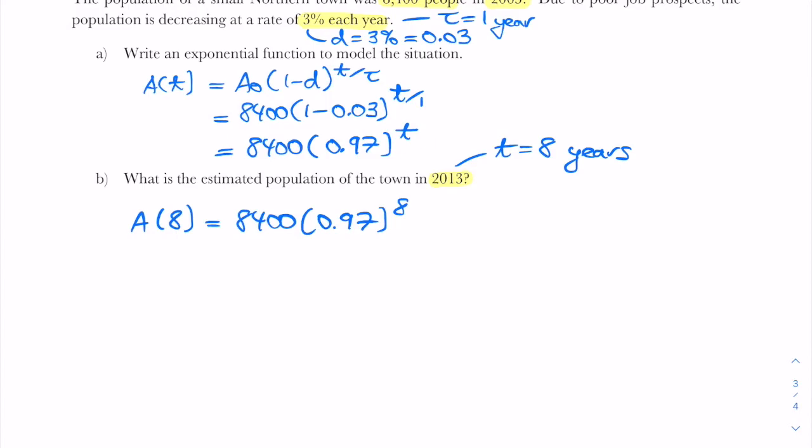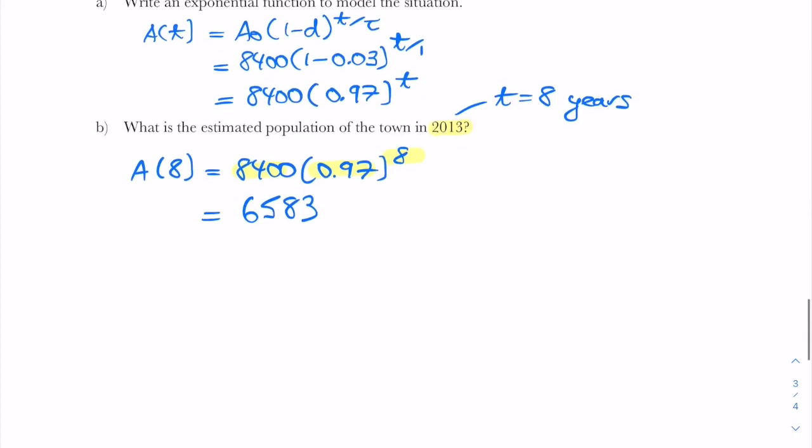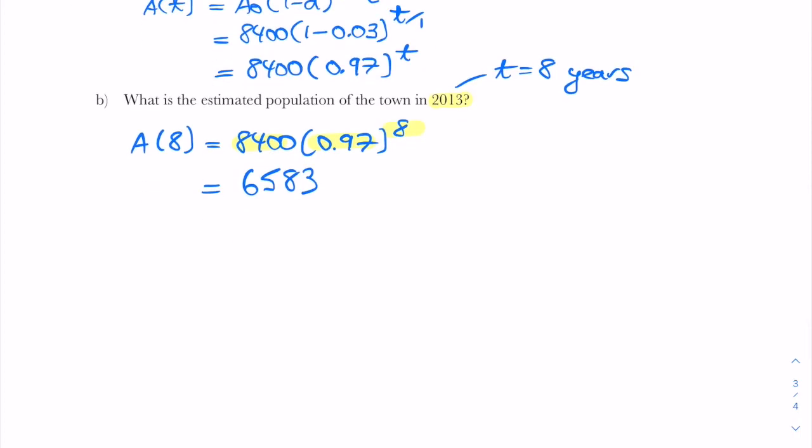This is a job for your calculator once again. So don't forget to use BEDMAS. You're going to have to take the base of 0.97, raise it to the exponent 8, and then multiply that number by 8,400. Doing so, you should get approximately 6,583. Because we're dealing with number of people, please round to a whole number. All right, everyone, write yourself a therefore statement, and we're done.